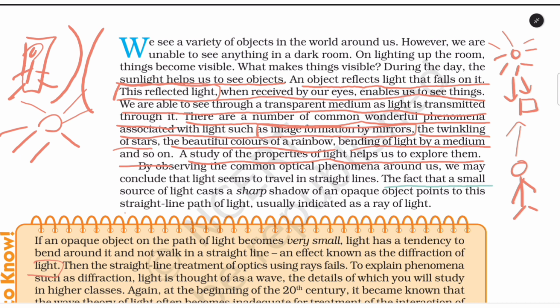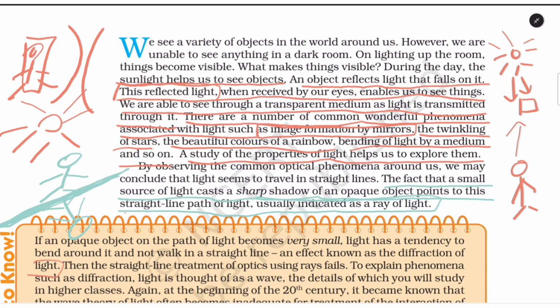The fact that a small source of light casts a sharp shadow of an opaque object points to this straight line path of light, usually indicated as a ray of light. If you are standing in front of the sun, your shadow will fall like this. If the sunlight falls on your body, it will show the shadow when it falls on the ground.